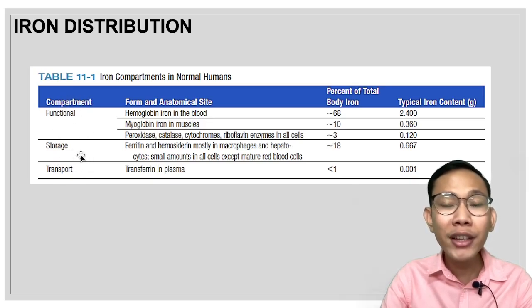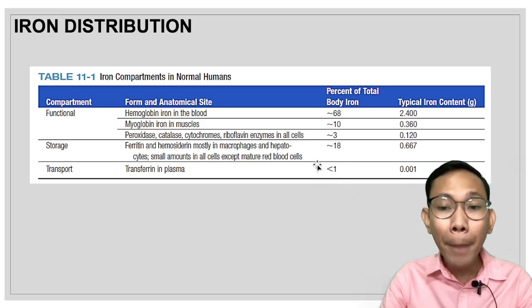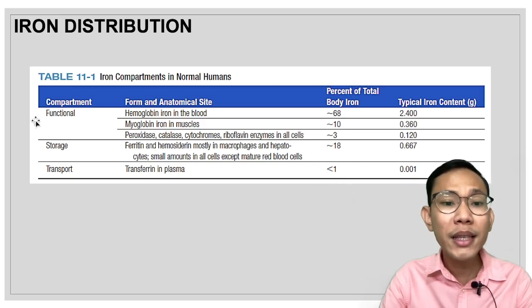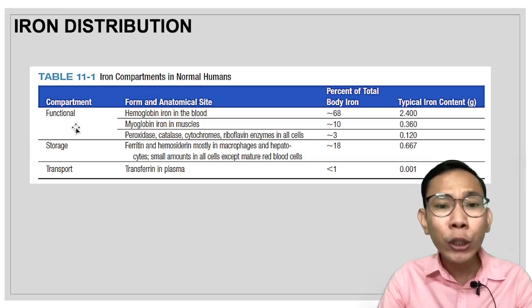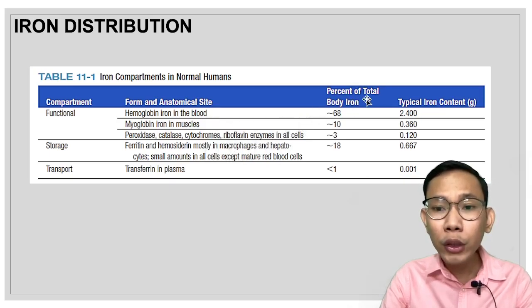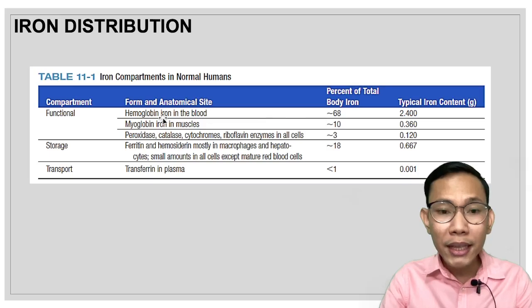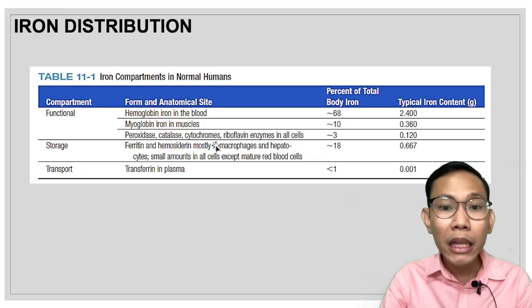So remember, your iron is transported in your transferrin in your plasma, but it's only less than 1%. But majority of your iron is functional, meaning it is incorporated in your hemoglobin. 68% of the total body iron is located in the blood as hemoglobin, and 10% as myoglobin, and 3% as part of enzymatic processes.